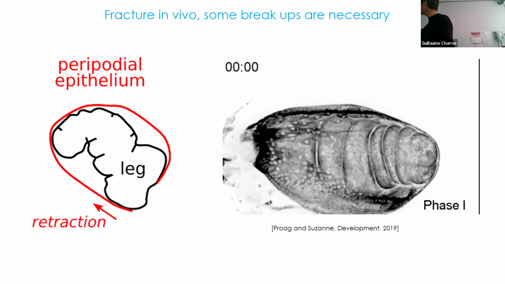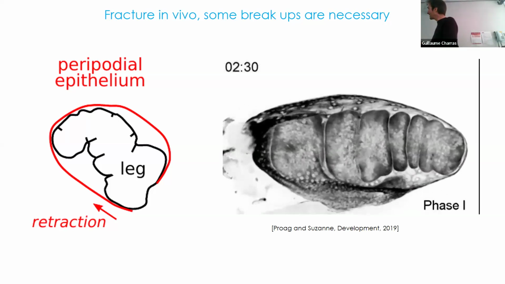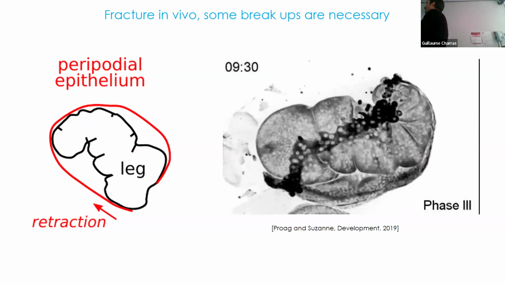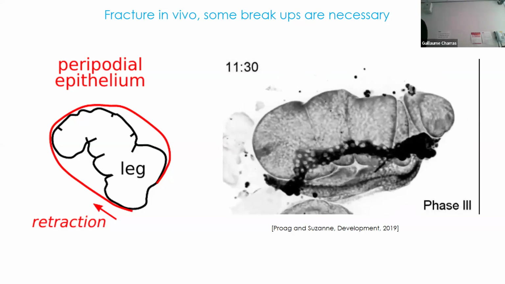And so in this movie, you can distinguish the columnar epithelium here. That's what will become the leg. And all of this stuff around is the peripodial membrane. And when the leg extends, at some stage, this peripodial membrane ruptures, and it will free the leg that can then extend.